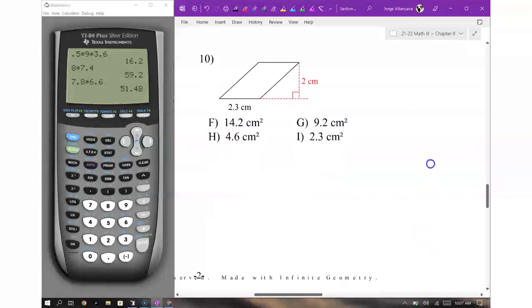All right, parallelograms. Parallelograms are basically, I think I told you guys, squares or rectangles that got pushed over. Okay? Kind of like the Leaning Tower of Pisa, right?